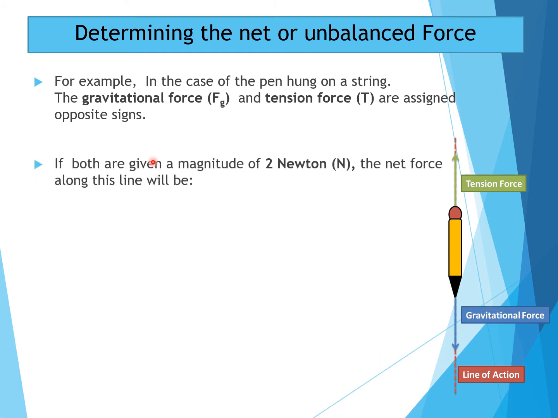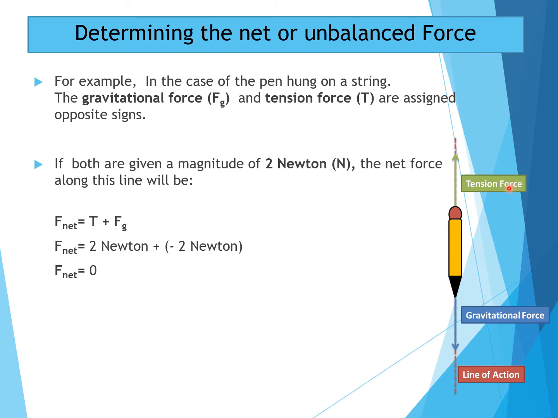Now, if both of them are given a magnitude of 2 Newton, the net force along this line will be, we are going to use a formula. The formula for the net force in our example is tension force plus gravitational force. Again, I would like to repeat, for us to get the net or unbalanced force, we need to combine the forces.